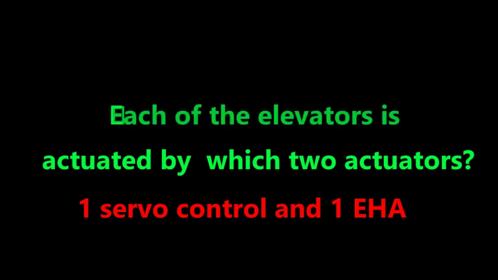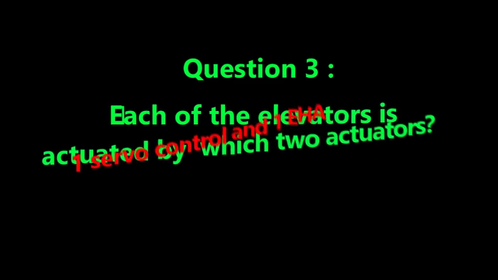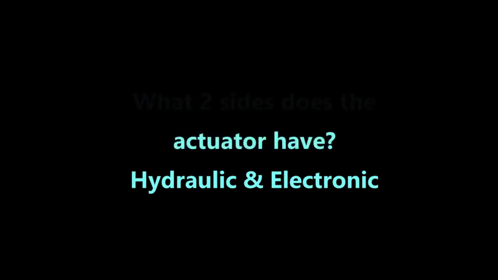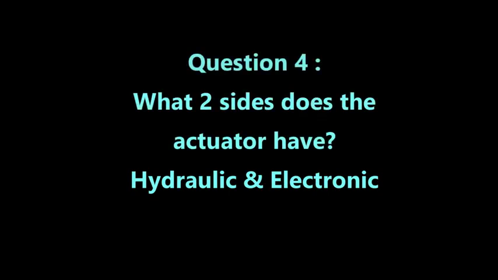Each of the elevators is actuated by which two actuators? Is it two servo controls or one servo control and one electrohydrostatic actuator? The answer is the second answer. Okay, so when it comes to elevators, you have the two types in combination. You have one servo control and one electrohydrostatic actuator. What two sides do the actuators have? Is it pneumatic and hydraulic or hydraulic and electronic? The last one, right? Hydraulic and electronic.